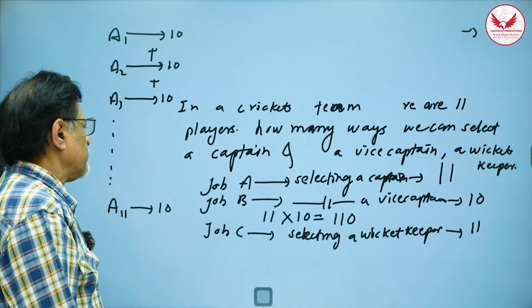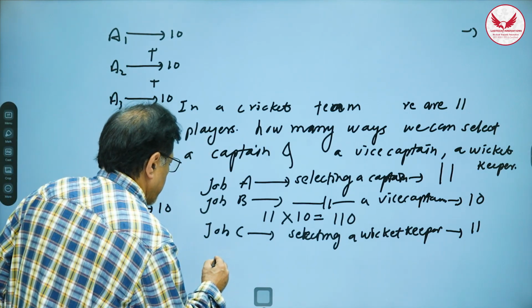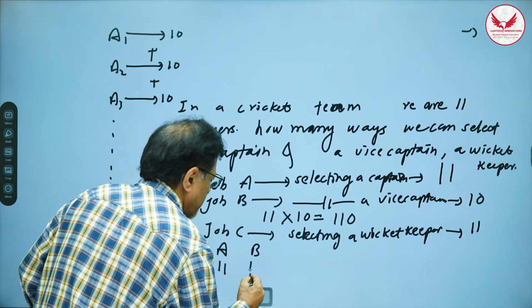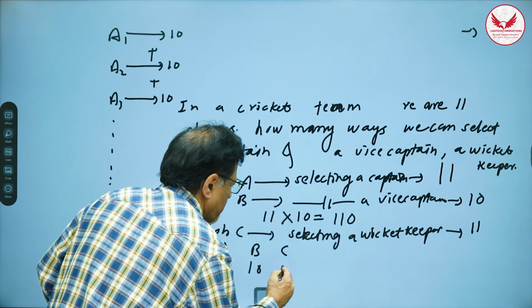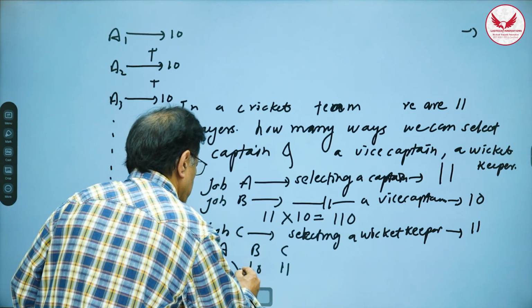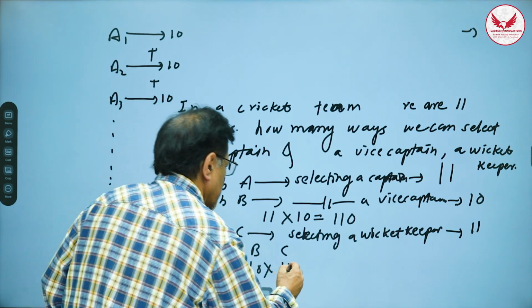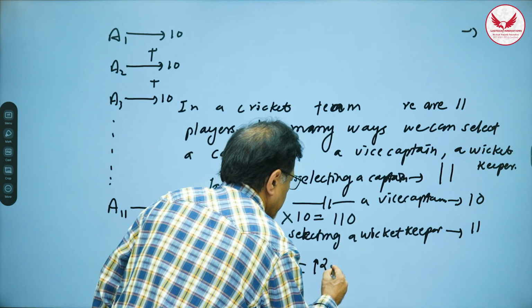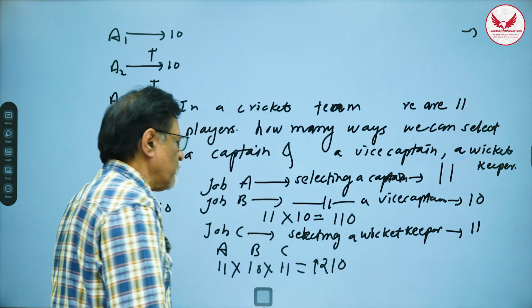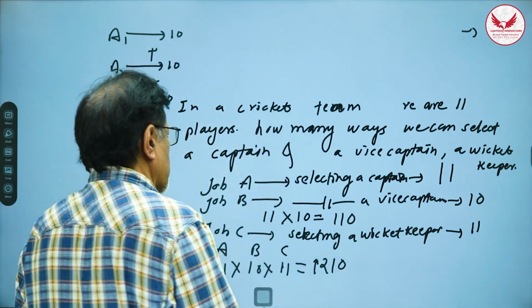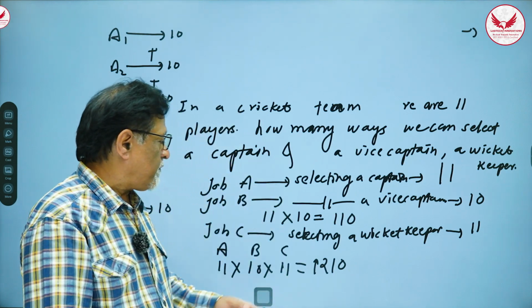Now you have to do 3 jobs. Job A can be done in 11 ways. Job B can be done in 10 ways. Job C can be done in again 11 ways. Therefore, the total number of ways of doing this job will be what? 11 into 11 is 121. So it is 121, 0. 1210. These many ways you can select a captain, vice captain, and wicketkeeper.